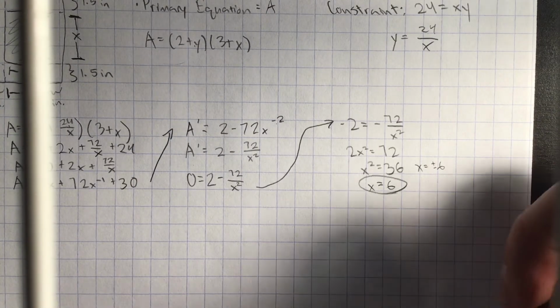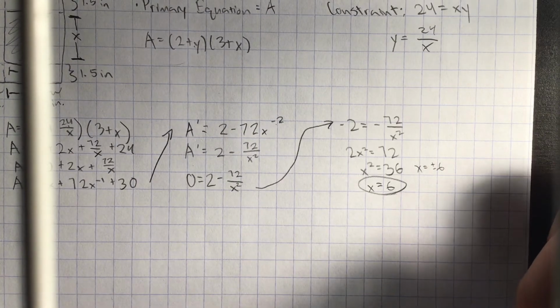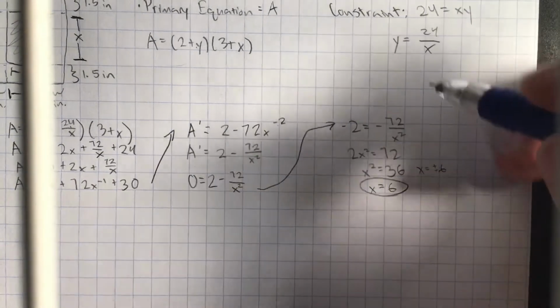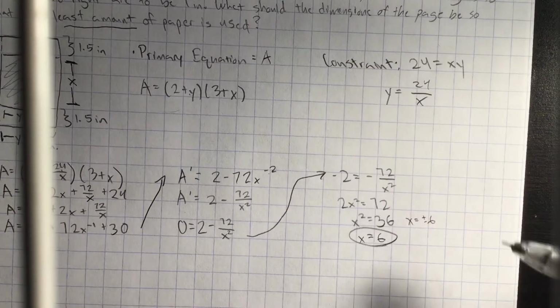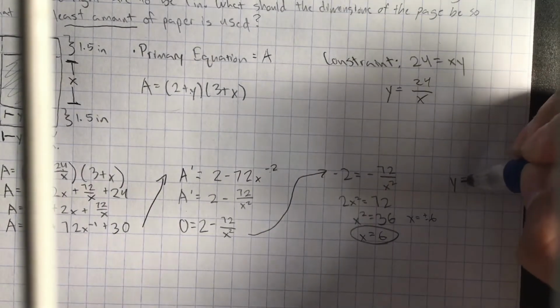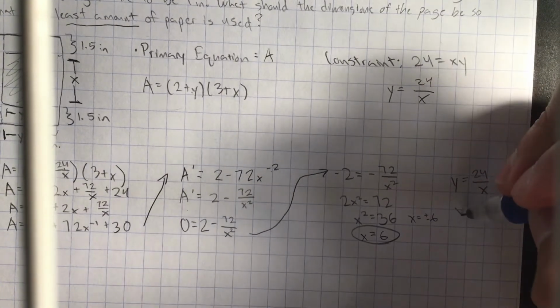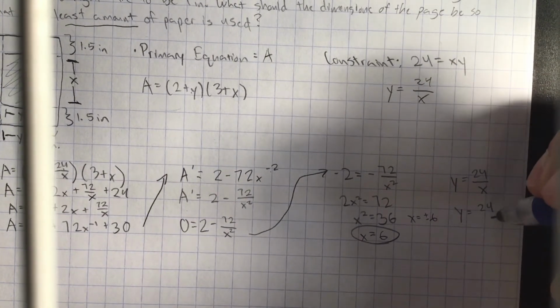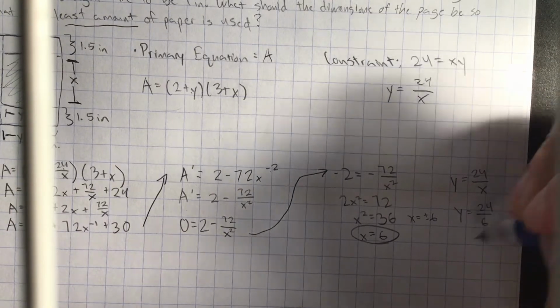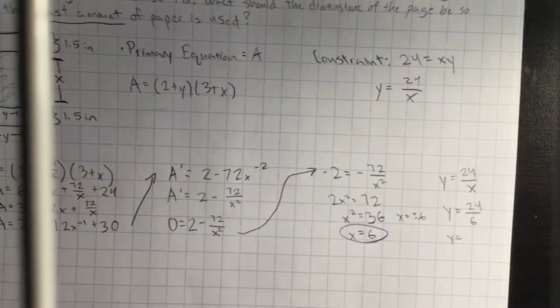And we can solve for y, because we know that y equals 24 over x, as indicated up here. So y equals 24 over x, aka y equals 24 over 6. So y equals 4.